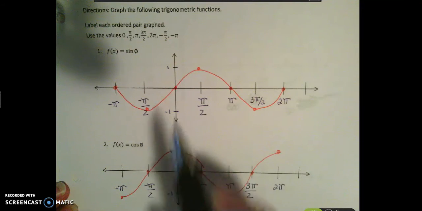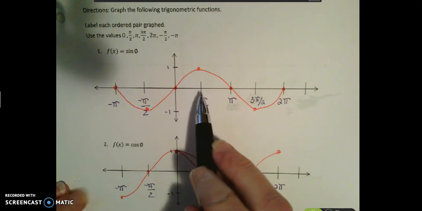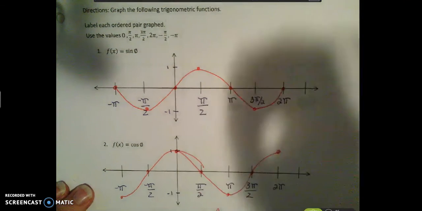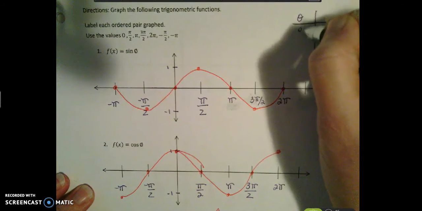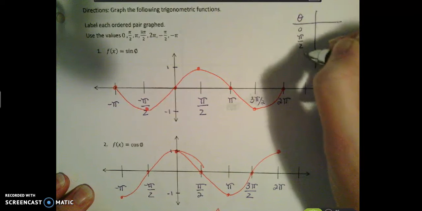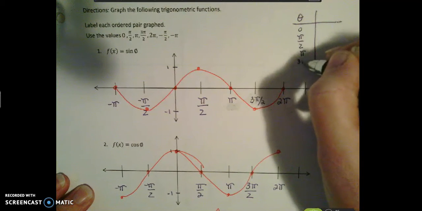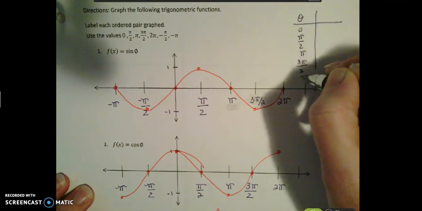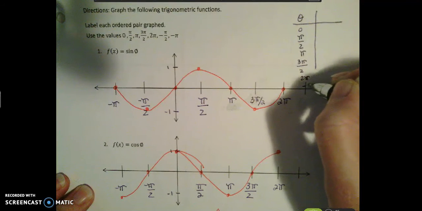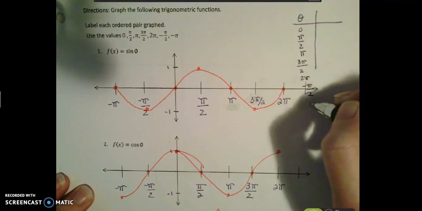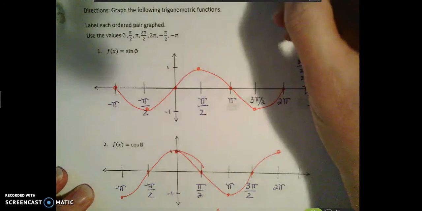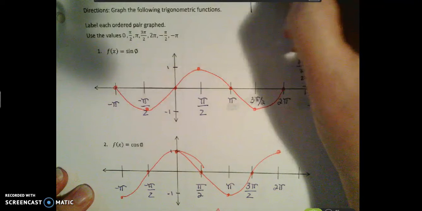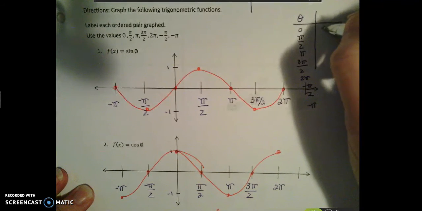So we have our sine curve, and if we look at these values here, we're basically looking at what is the sine of 0, what is the sine at pi over 2. So if you wanted to make a t-chart, we have 0, pi over 2, pi, 3 pi over 2, 2 pi, and then we did some negatives, negative pi over 2, and negative pi. And we're looking at what is the value of sine at 0. If we go to our unit circle, sine at 0 is 0.